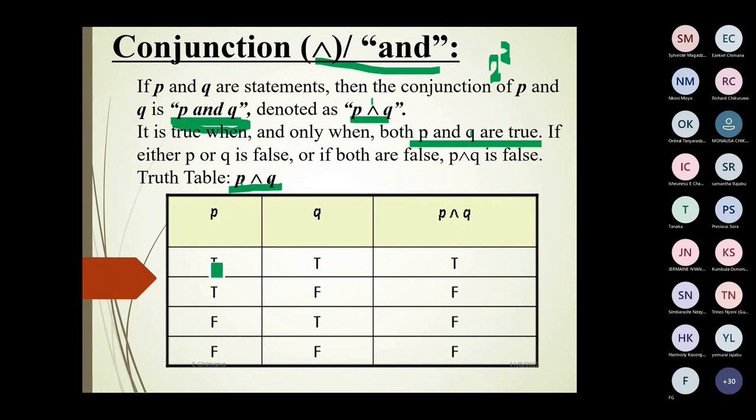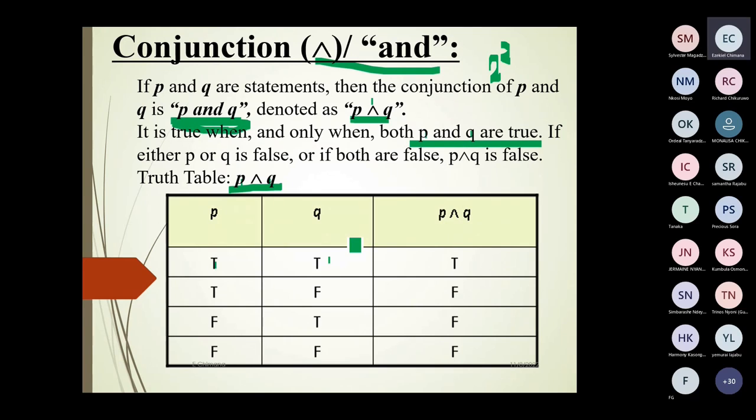So when you say true and true, what will be our value? It will be true. If we say true and false, it will be false. False and true, it will be false. False and false, it will be false. So it is only true whenever the truth values for P and Q are both true. I don't know if there is any question here.